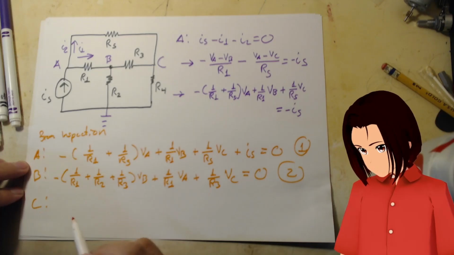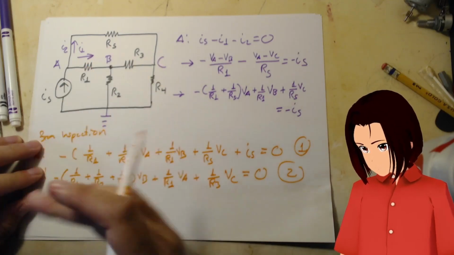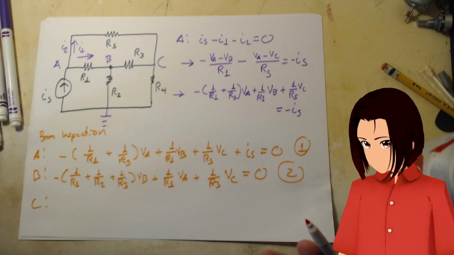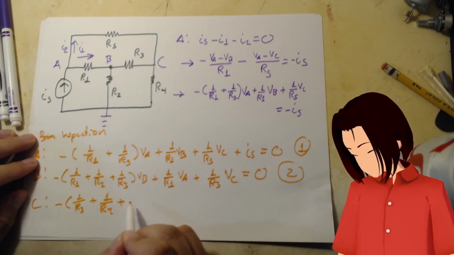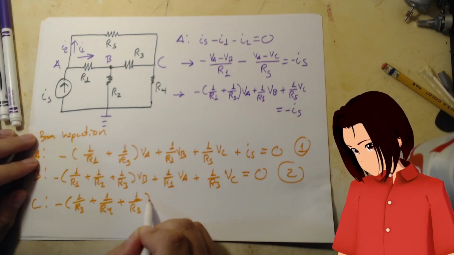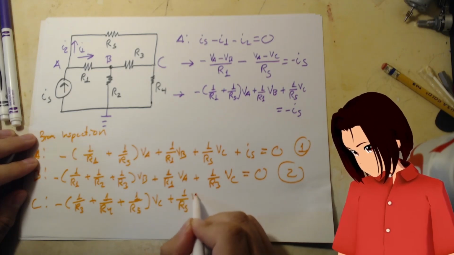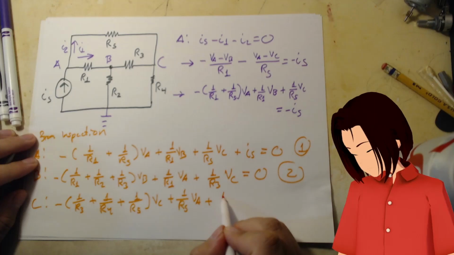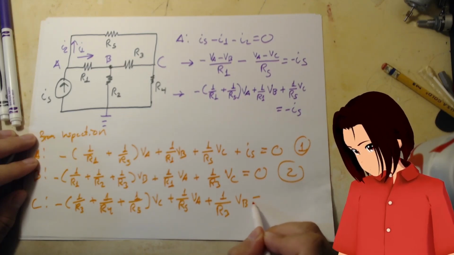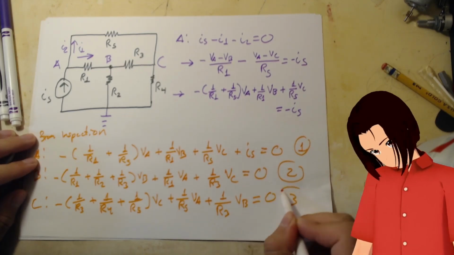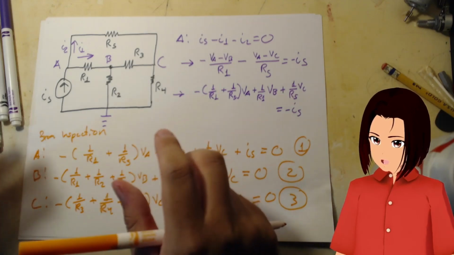So for node C, same thing. We have R4 connected to node C, R3 connected to node C, R5 connected to node C. We can just, it writes itself. And there's our 3 equations. And I did that from inspection. So if you need me to show this to you, I'll show it to you.